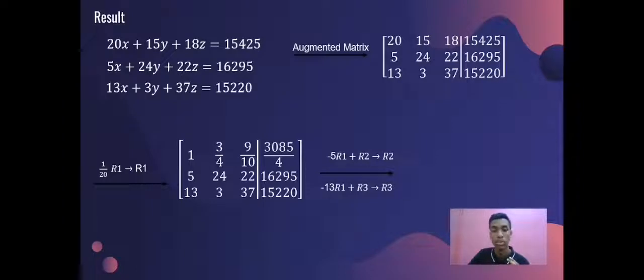Next, we need to make sure that all entries below the leading one in the first column become 0. So the ERO is negative 5 R1 plus R2, we replace it to R2. And the second one is negative 13 R1 plus R3, we replace it to R3. So we will get this.